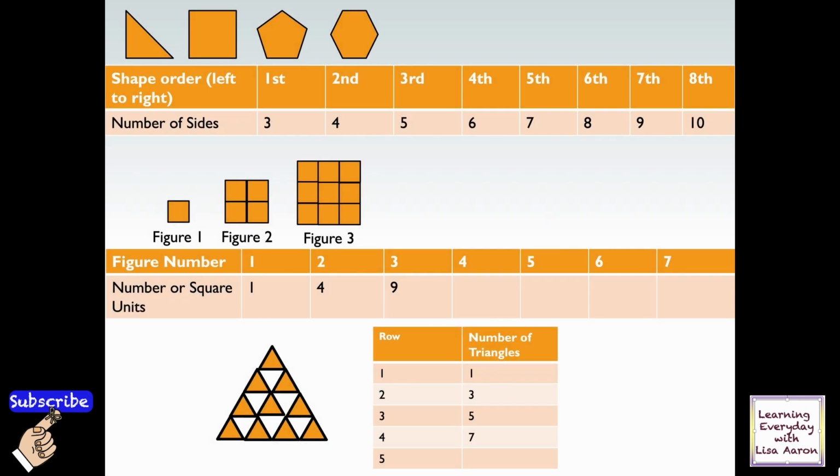Shape order from left to right. The first is 3, which is a triangle. The second would be 4, which would be a square. The 5th would be a pentagon. The 6th would be a hexagon. The 7th would be a heptagon, remember? The 8th would be an octagon. See how they increase? 1, 4, 9. And you keep going. These are math problems that you'll have to learn.